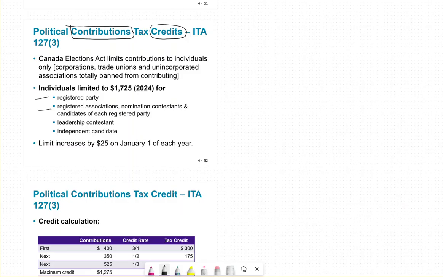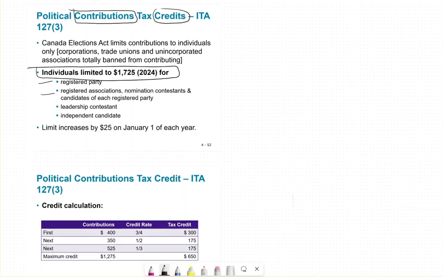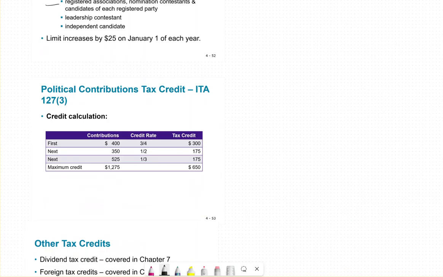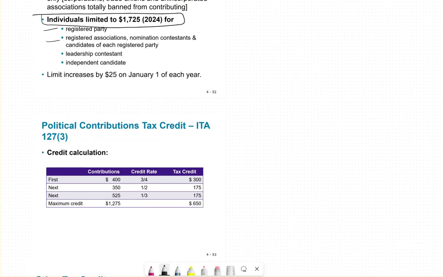So the limit for 2024 that you can contribute is 1725. So that's the limit that you have, 1725. So what happens is this is the contribution, and this is your credit calculation.